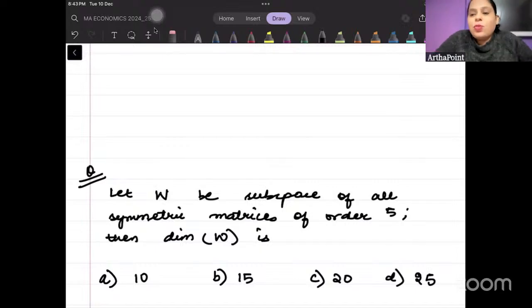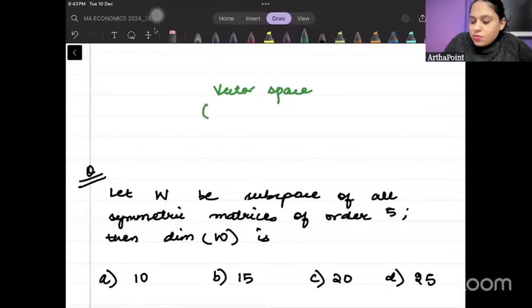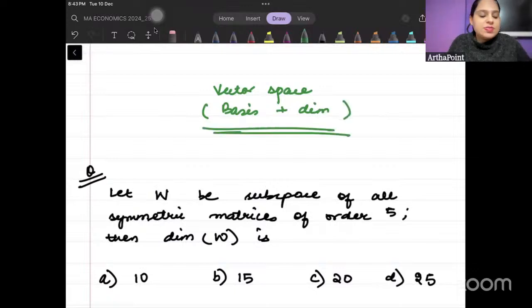Hi, good evening, everyone. In today's class, we are going to take some questions from the vector space again. They're going to be more on the topic of basis and dimension part of vector space.